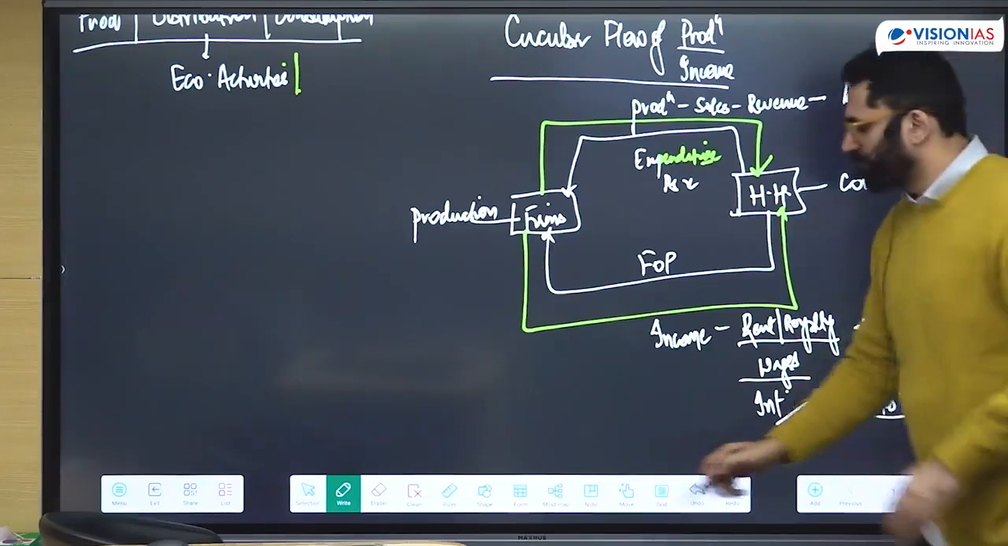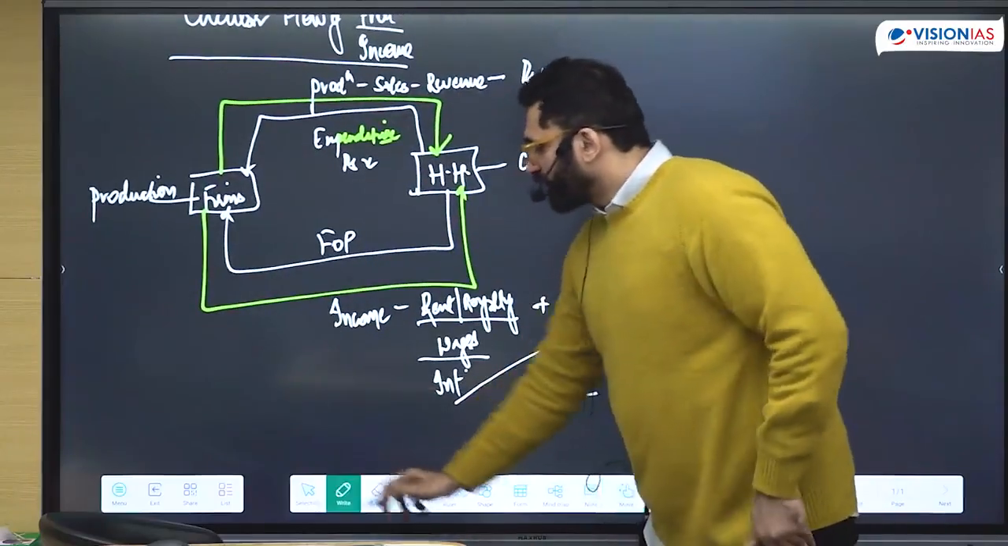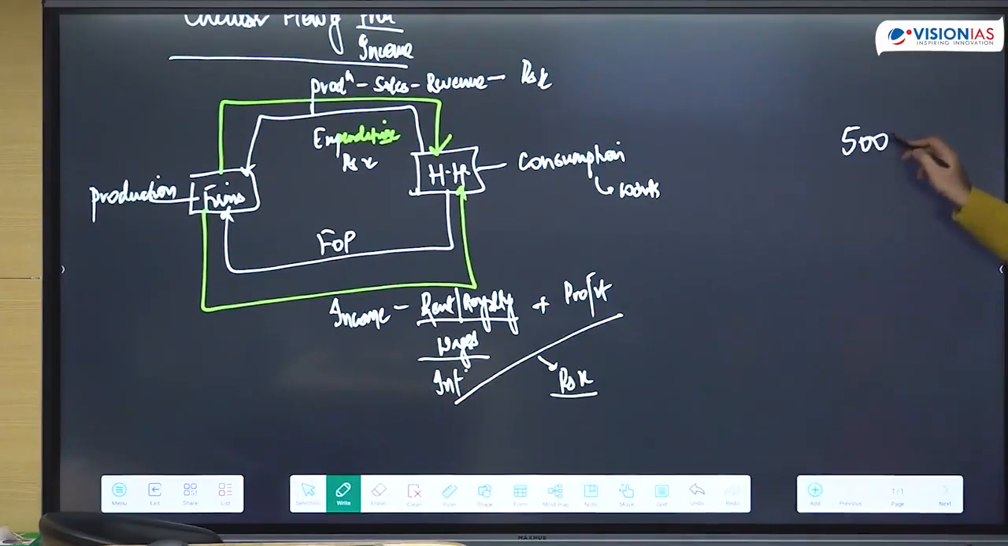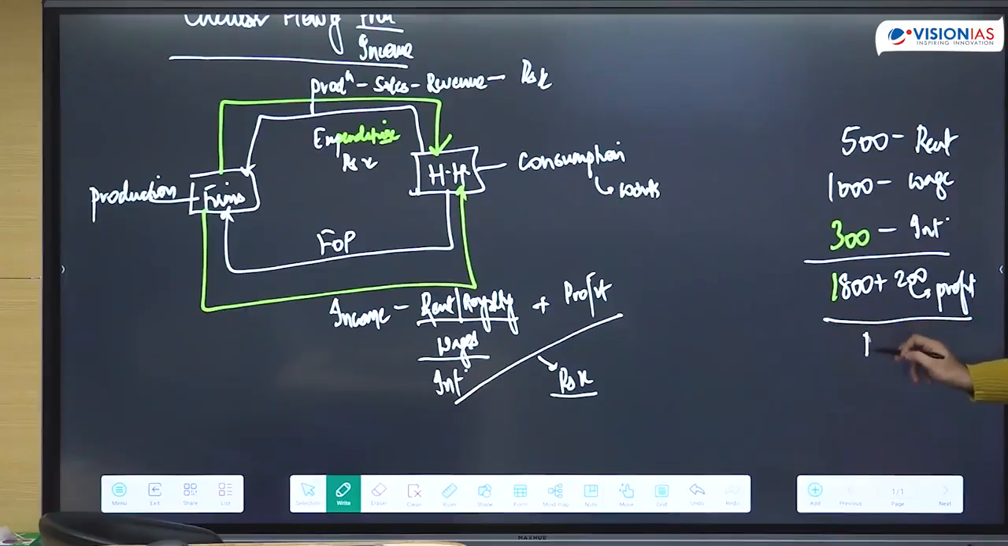I'll give you another example. If the income to the household, for rent I have to pay 500. For wage I am paying 1000 rupees. Interest I have paid 300. This is my cost of production. The total cost of production becomes how much? 1800. On 1800, I am charging 200 as profit. So what is the final price of the product?